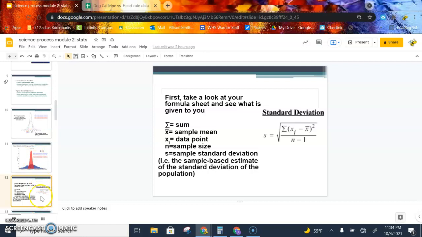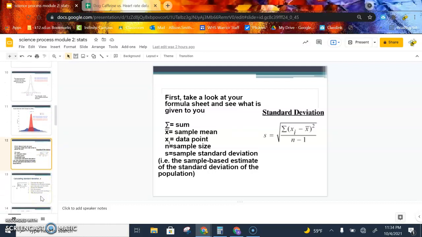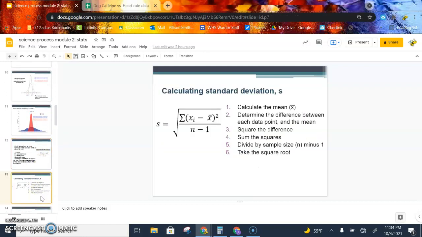And so to give you an example of standard deviation and how we're going to calculate this, the first thing that you have to do is find your mean. Then you're going to take your data point. So let's say a dog had a heartbeat of 50. You would have to take 50 minus whatever the mean was for that group of dogs. Then you're going to have to square the difference between those two.